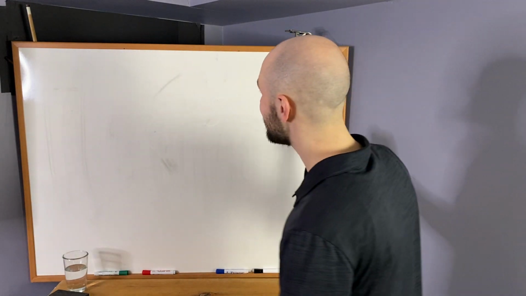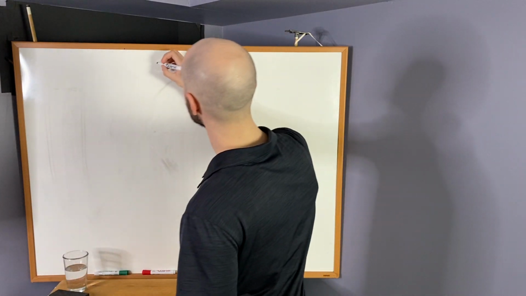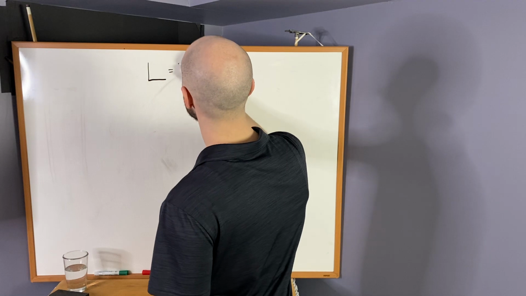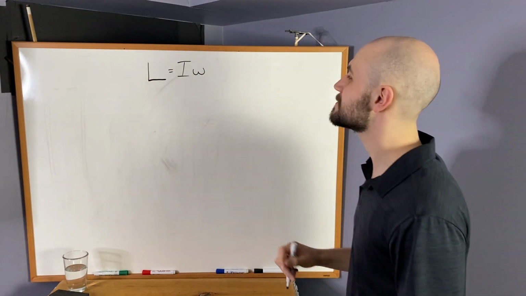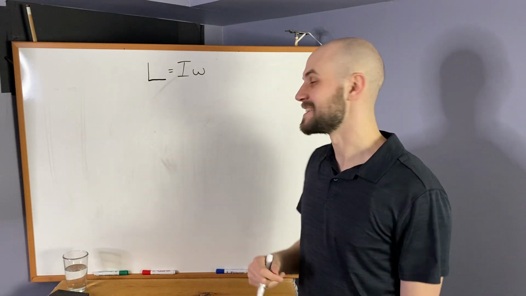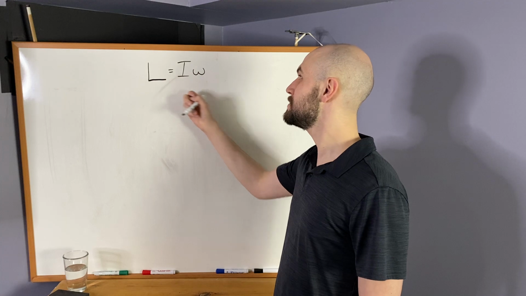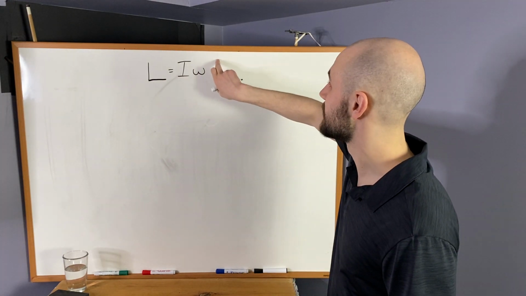So what we learned last week is that if you have any kind of rigid body rotating, we could find the angular momentum of that object: L is equal to I omega. Don't ask me why it's L, it's just the way it is. Angular momentum is equal to the rotational inertia of that object multiplied by the angular velocity of that object.